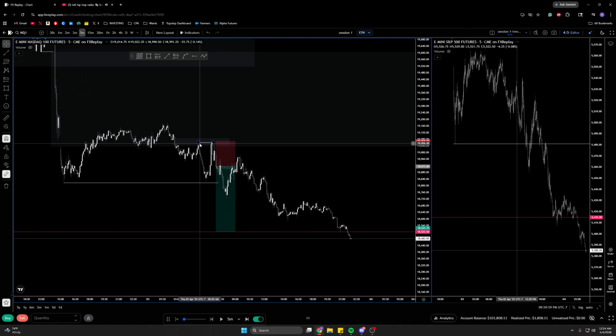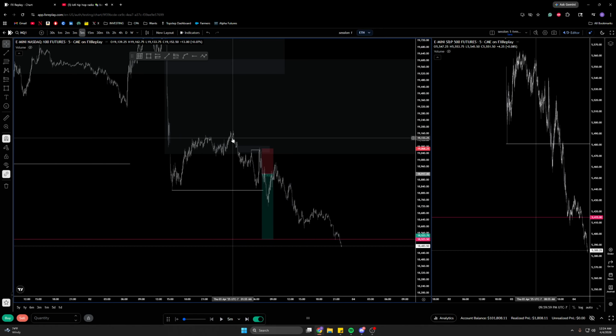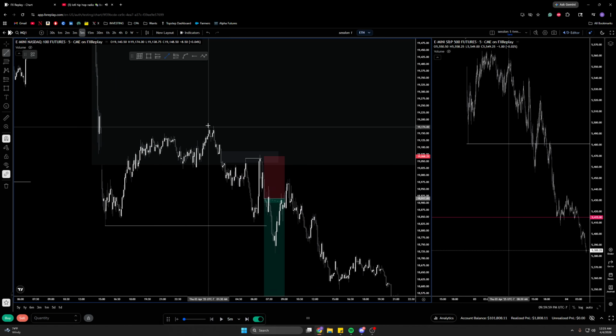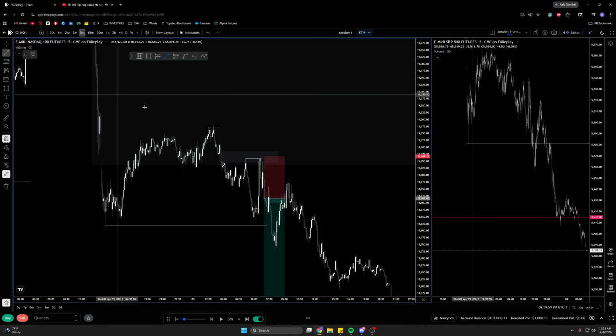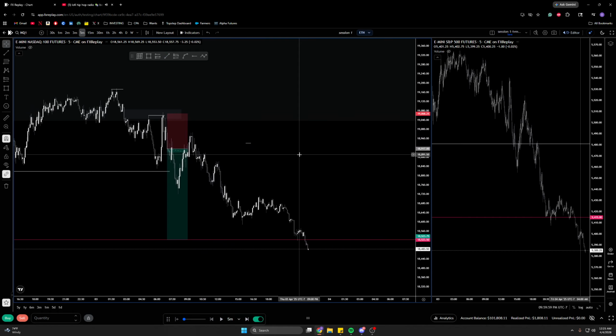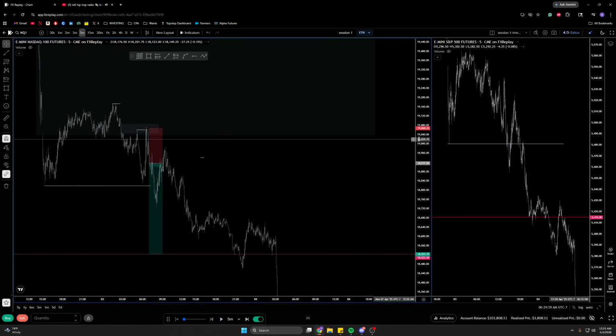I mean, this makes sense. Here's that manipulation continuation here into lower. And then inside of the gap here, right? There's that manipulation here as well. So, hey, that's good stuff. Looking solid, looking very solid. Let's go ahead and jump into the next day, New York session.